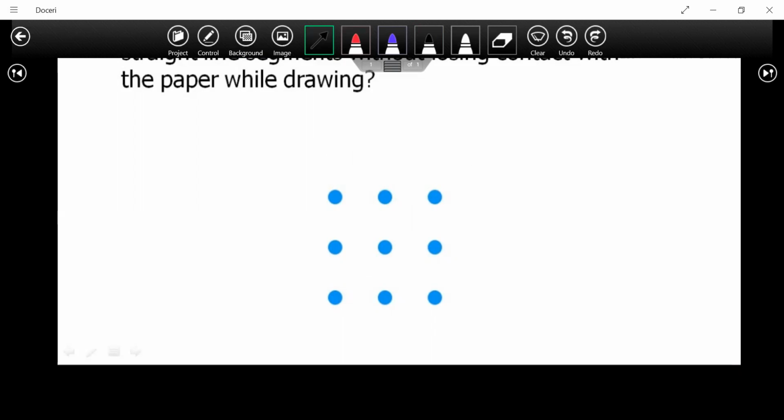Let's see if it works. Do it on the dots. No, you can't pick up your pencil. Nope, wrong. You can't pick up your pen. So it has to be continuous. Drawing the X's will not work. Sorry.